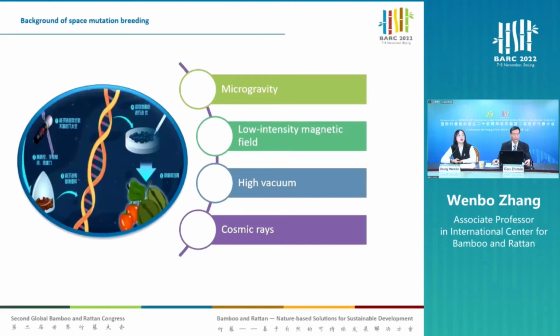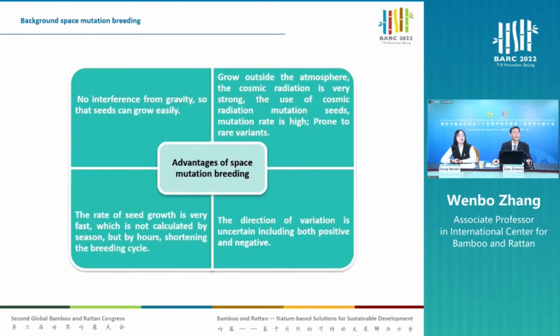Which contain the characteristics of microgravity, low-intensity magnetic field, high vacuum, and cosmic rays. There were four advantages of space mutation breeding. The first, no interference from gravity, so that seeds can grow easily.